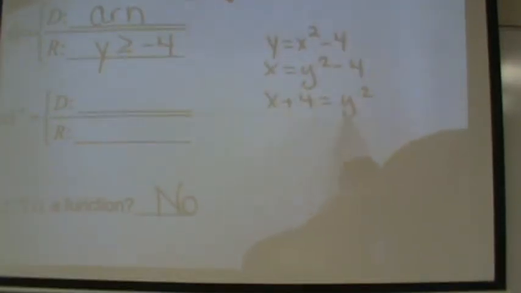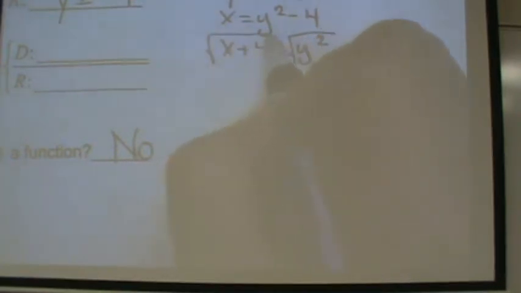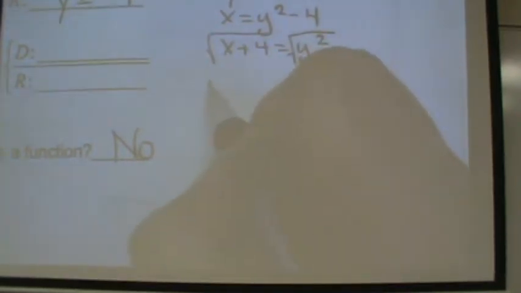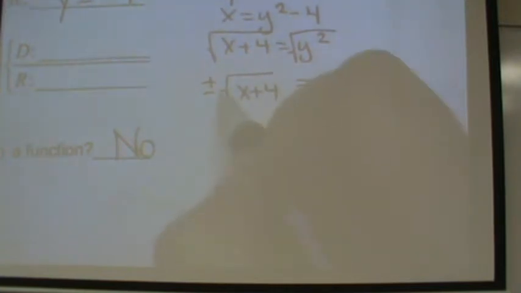Okay, you have to know this stuff. What do you do next? What root? Square root. And you get y is equal to plus or minus the square root of x plus 4. So what does this tell you right here? That there are 2 x values for this y. This y value has 2 x values.